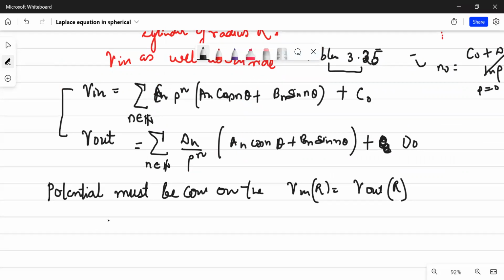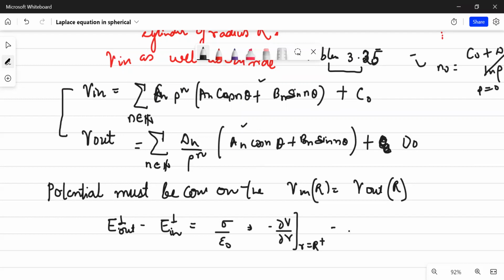And the second condition is that the normal component of the electric field outside minus the normal component of the electric field inside should give you sigma upon epsilon naught. And if you want to write this normal component, it will be like writing minus del V upon del R, just outside the surface, that is R equals R plus. So for R plus, you have this potential. For R minus, you have this potential.